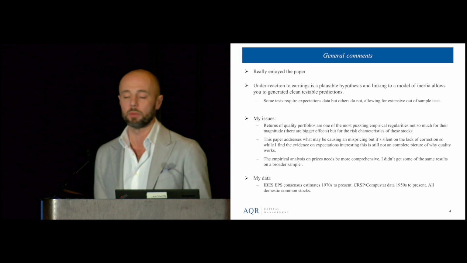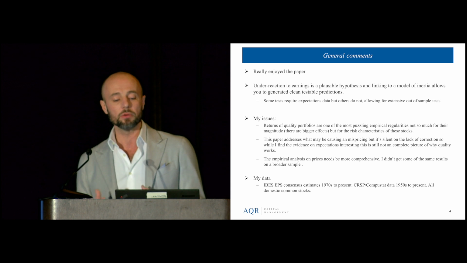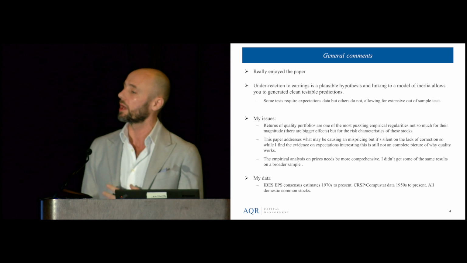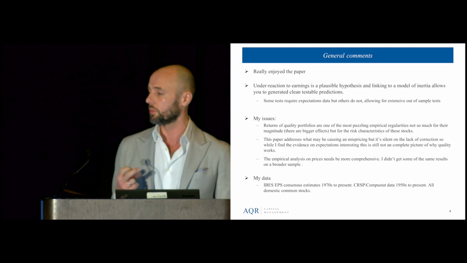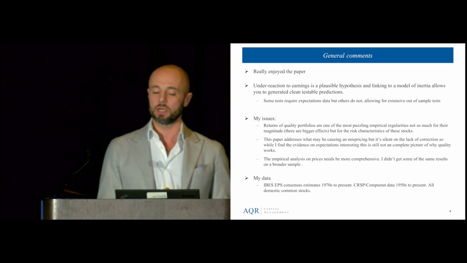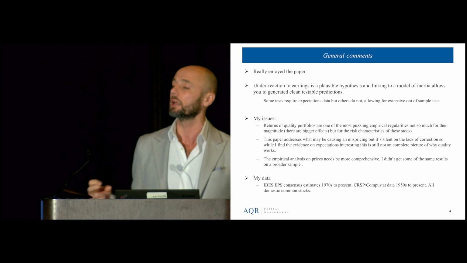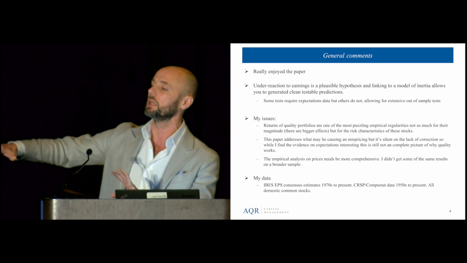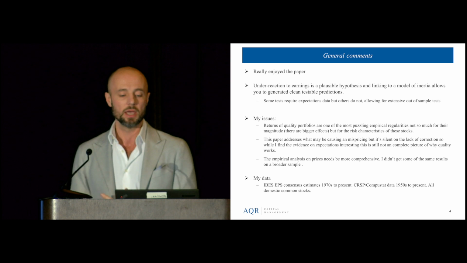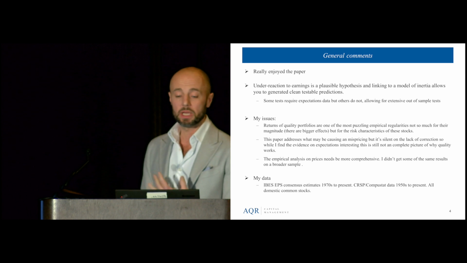Okay, so let me give you some general comments. I really enjoyed reading this paper. It's a good paper, and underreaction to earnings is a very plausible hypothesis, and linking it to a model of inertia allows you to generate very clean testable predictions. Some of them do require expectation data, but others do not. That allows for extensive out-of-sample tests in the US and outside, and even in time periods that don't actually have expectations. So what are my issues?